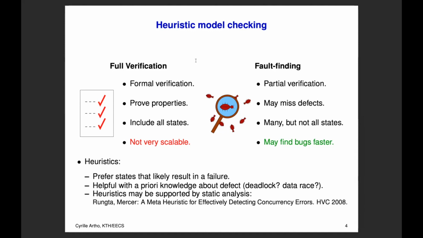And there has also been some work on optimizing heuristics, such as this older paper shown at the bottom. And when you try to guide the state space search, it may also even help to know what kinds of problems you look at. Because for a deadlock, you basically want to do the opposite as for a data race. For a deadlock, you want to go to states with a lot of locks being held. And for a data race, you want to go to states where few or no locks are being held.